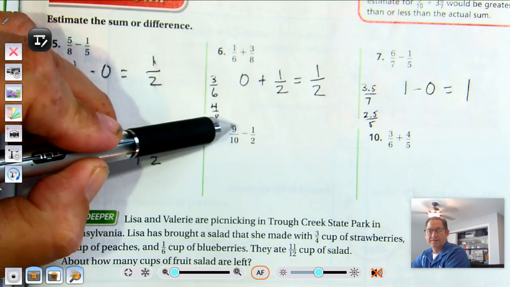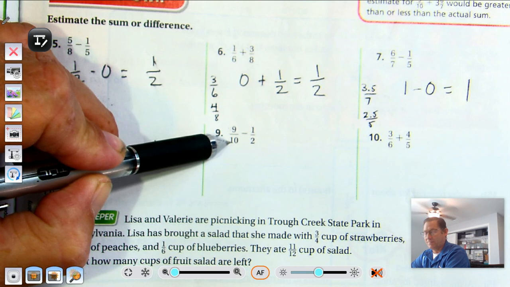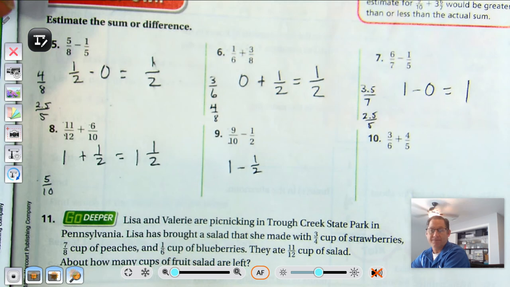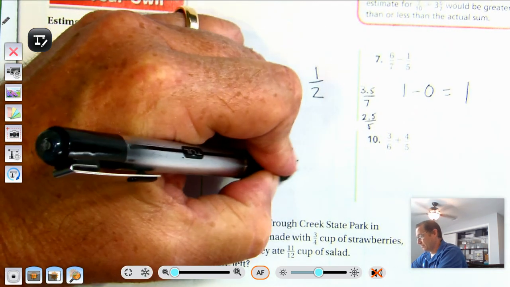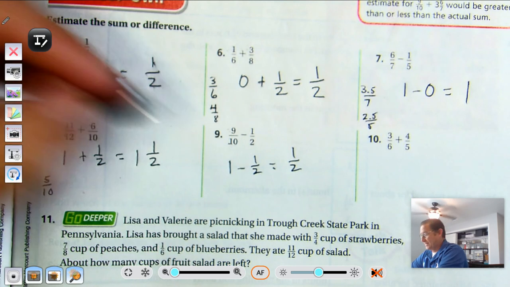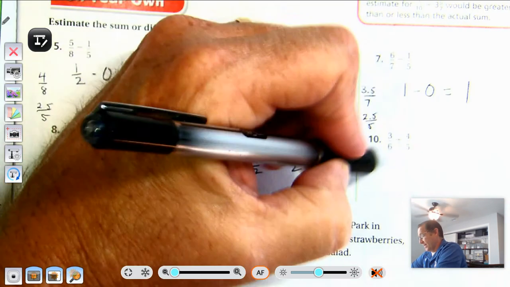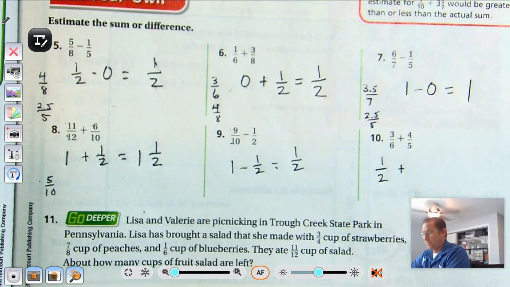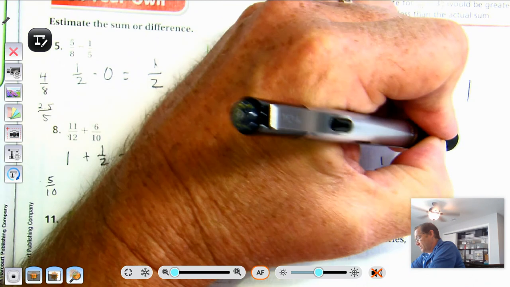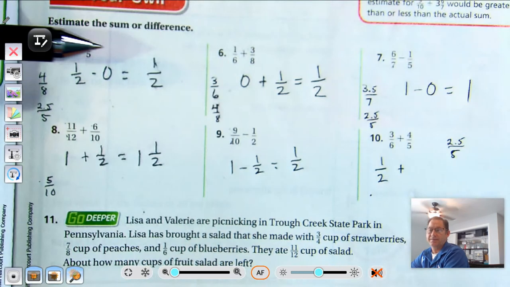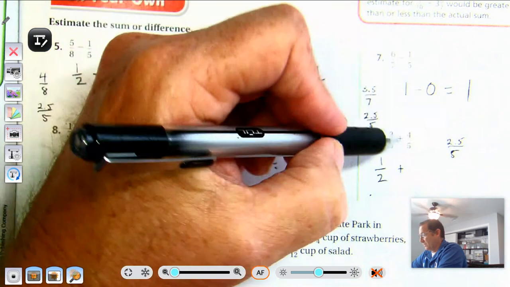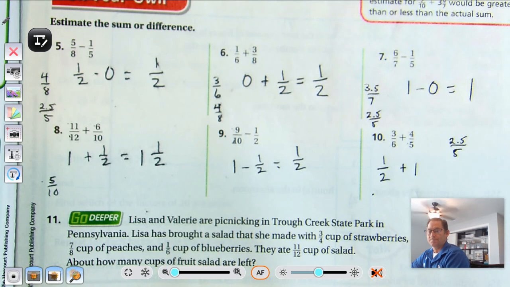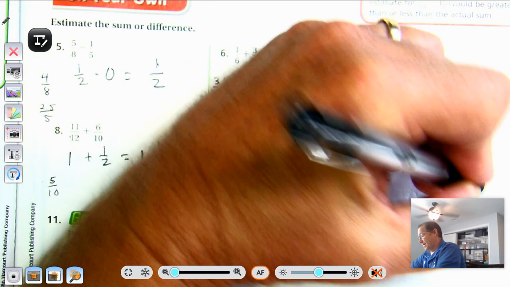9/10. Well, the numerator is almost exactly the same as the denominator. So that's going to be 1. Take away a half. Well, that's a half. 3/6. Well, half of 6 is 3. So I'm going to keep that as 1/2. 4/5. We know that 2.5 is half of 5. And 4 is actually almost the same as the denominator 5. So that one's going to be close to 1. So 1.5.